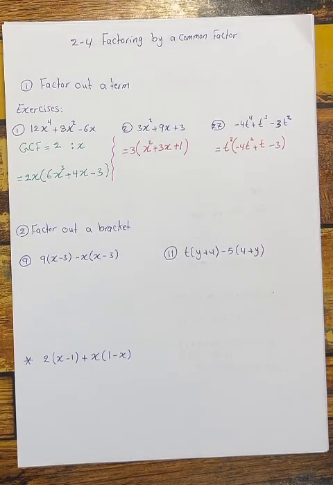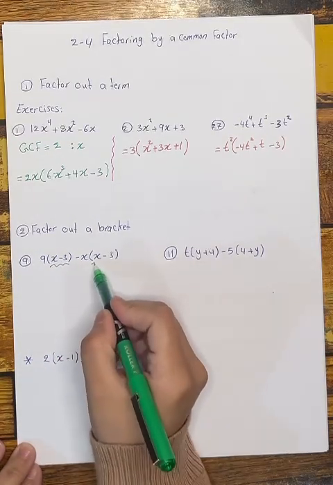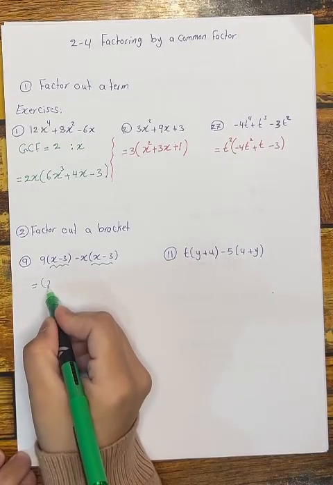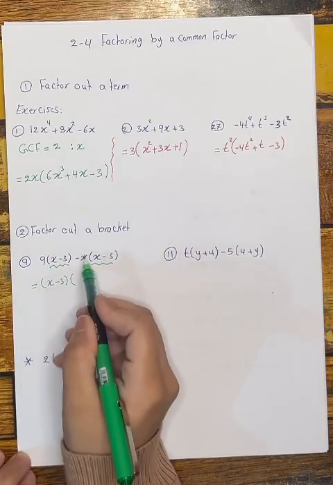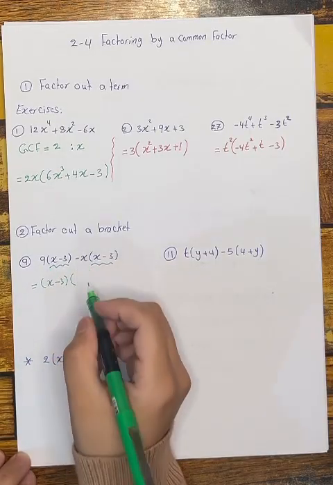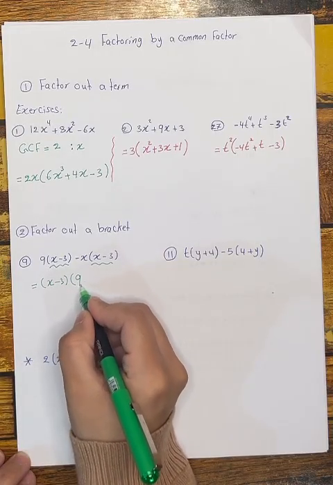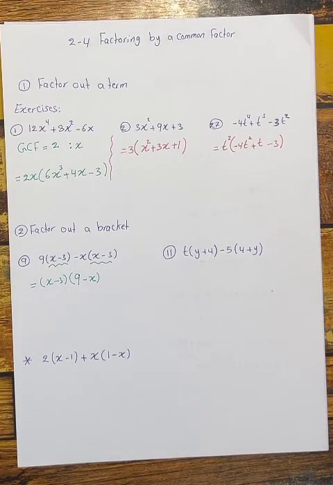What does factor out a bracket mean? Sometimes we get two terms with the same bracket, so we can factor out a bracket. As you see, those two brackets are the same, so we can factor out a bracket. It will be x minus 3, close the bracket, and there's 9 and negative x left, so I will write them in another bracket, which will be 9 minus x. This is how we can factor out a bracket.